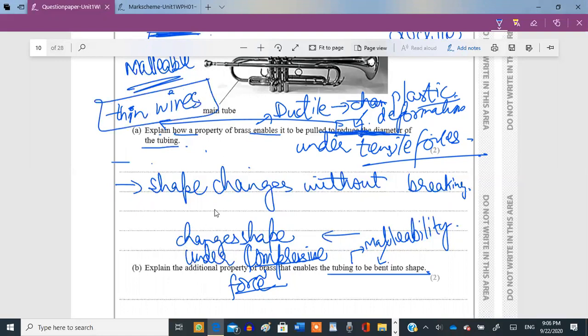And over here, in the second part, why is the shape of the tubing changing? Well, the shape is changing because of the malleability. Okay, malleability: when you apply compressive forces on it, it changes shape without reduction in the diameter, rather this actually increases the diameter. So this completes this question actually.